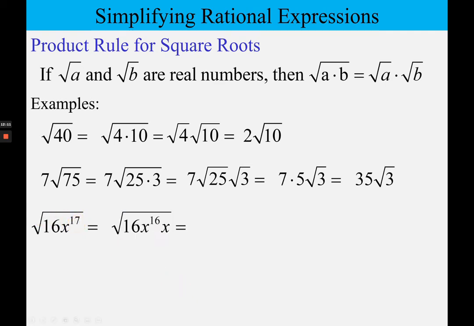Let me show how it works. So when you separate, when you multiply this back, 16 plus 1 is 17. We separated it because it can be simplified. You have the square root of 16 times the square root of x to the power of 16 times the square root of x. We're applying the property, and separating it so it's clearly shown how it was simplified. The square root of 16 is 4.